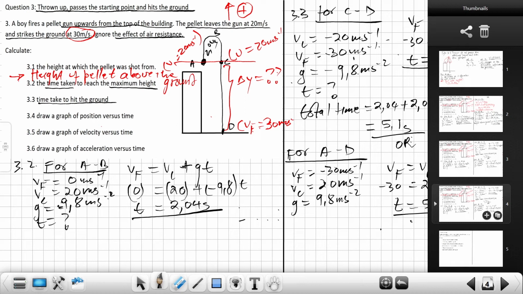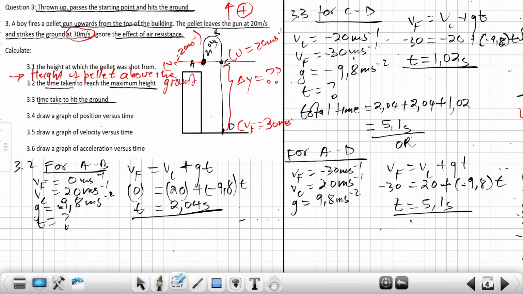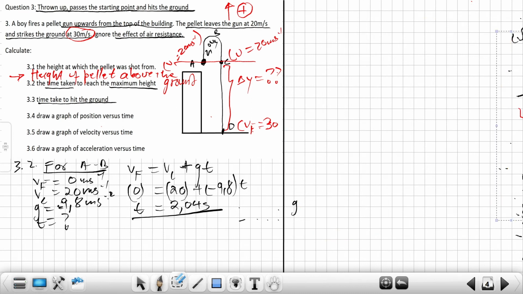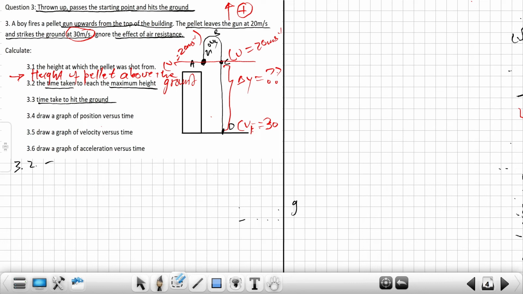So I will have to clean up my board so that we can draw all the graphs that we need to draw. Let's draw the graphs that we need to draw. Okay, let's remove all this, and then now we are ready to draw our graph. Then they are saying here, draw a graph of position versus time.